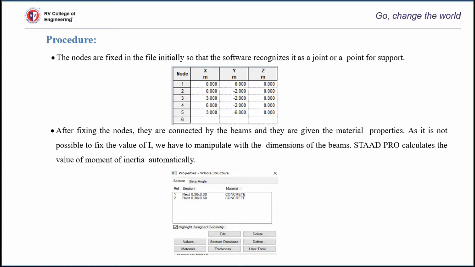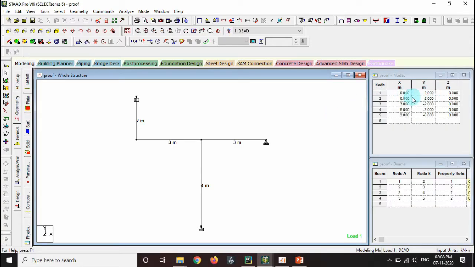Initially we are going to fix the nodes for every joint so that STAAD recognizes it, and we are going to connect the nodes by beams. These are the nodes declared by me. The point 0, 0, 0 represents this point, 0, minus 2, 0 is this node, which is 2 meters below. Similarly we can declare other nodes and finally join the nodes by adding the beams.